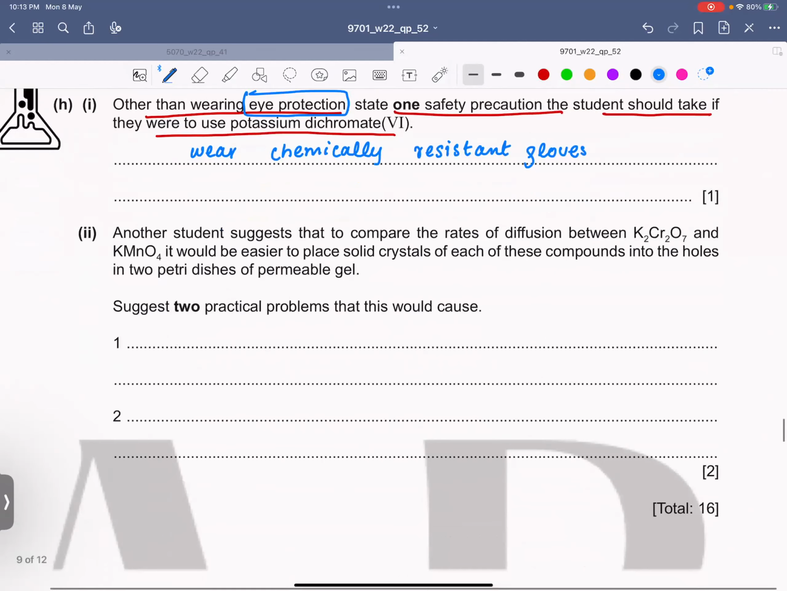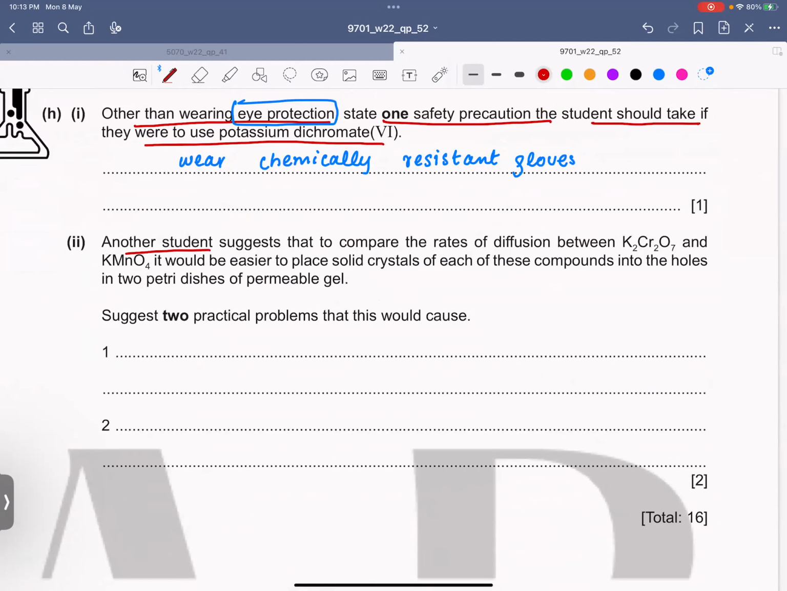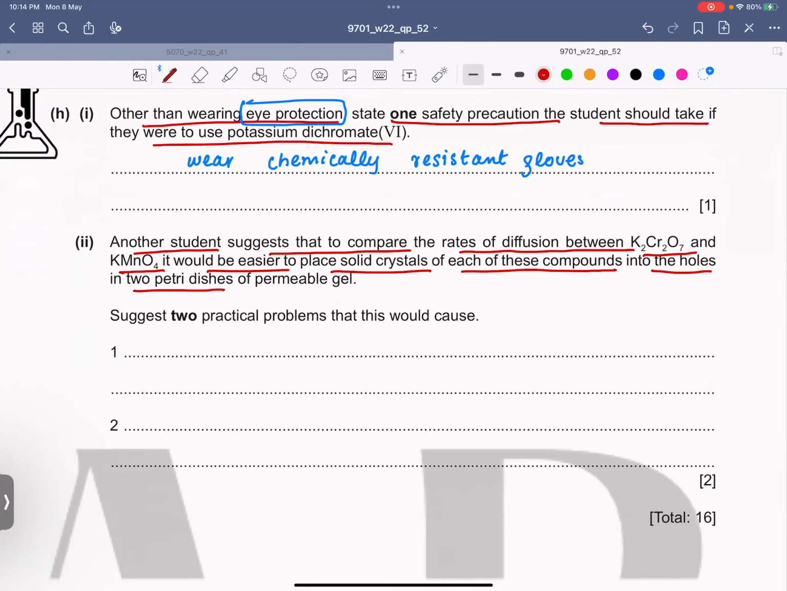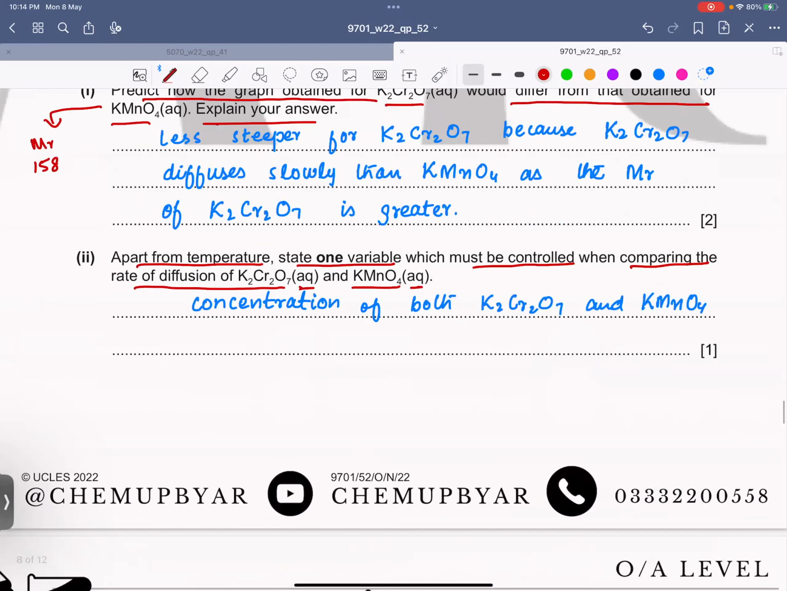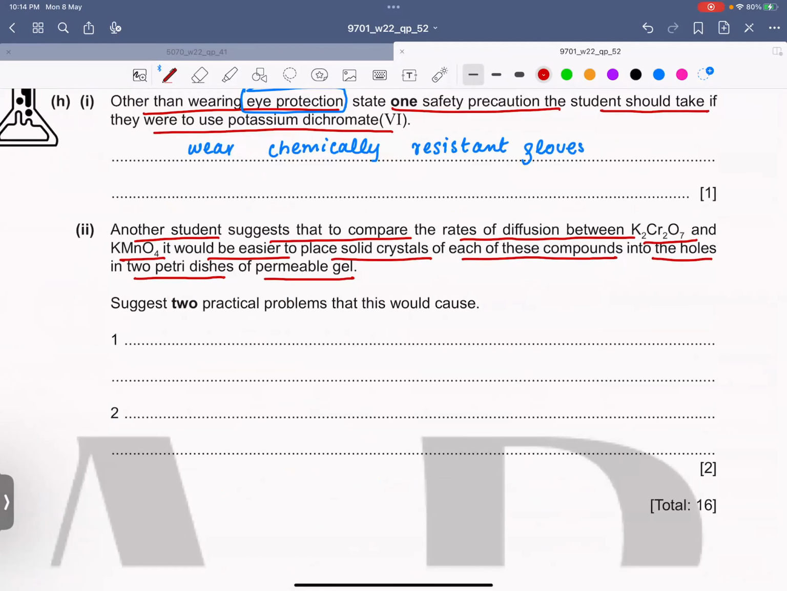Okay. Now, part I. Another student suggests that to compare the rates of diffusion between K2Cr2O7 and KMnO4, it would be easier to place solid crystals of each of these compounds into the holes in two petri dishes of permeable gel. See, in the experiment over here, we have used their aqueous solutions, right? And the student is suggesting that instead of the aqueous solution, we would use a solid. So suggest two practical problems that this would cause.